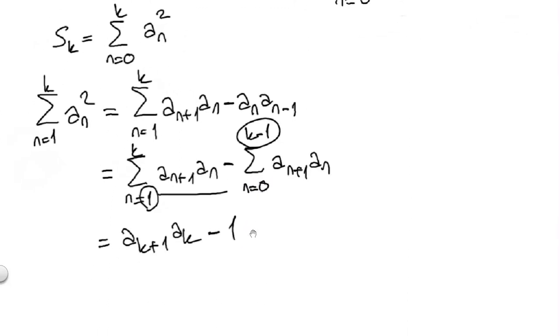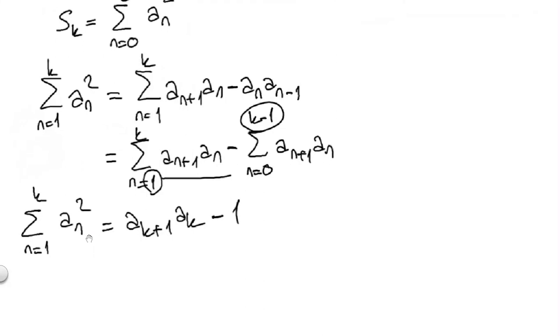Cool. Like I said, we calculated it from n equal to 1 to k, but we actually need it from 0. So I can just add the A0 term on both sides. Basically, I had this thing: the sum for n from 1 to k of a_n squared.